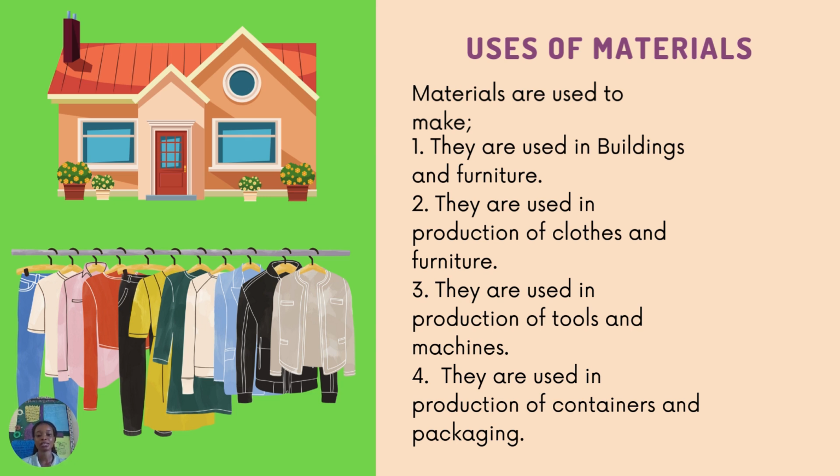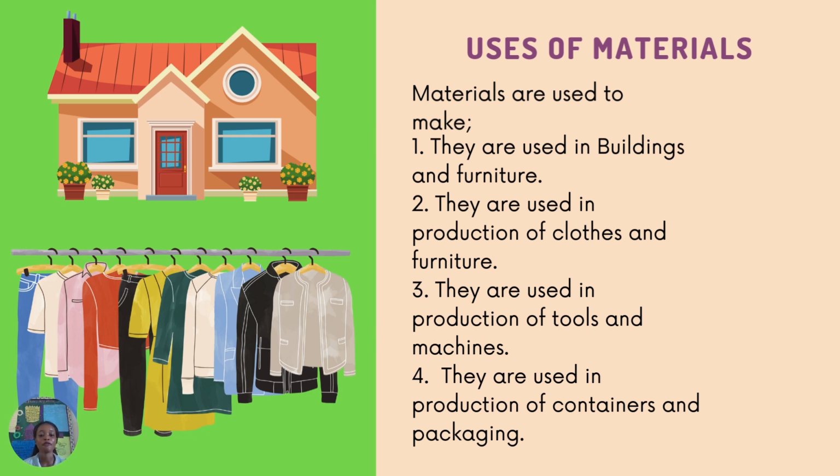Three, materials are also used in the production of tools and machines. Your vehicles, your washing machine at home, your electric irons, all those various things we make use of in our day-to-day life, they are all gotten from what? Materials. So materials are what are used in making these machines and tools, your metals, your woods, and a lot of them.